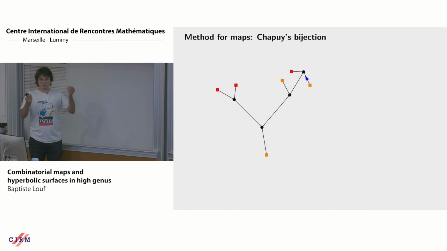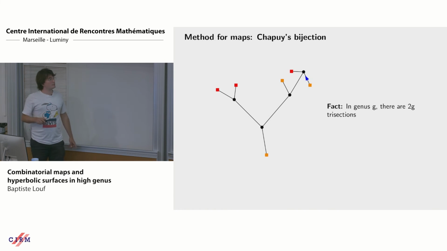Basically, to go back, you just take your leaves and then you glue them together. There's always two ways of doing it, because there are two cyclic orders around the vertex. But there's only one way that will make the genus go up by 1. And so another fact is that if you have genus G, there are always 2G trisections. So that's a little exercise for you.